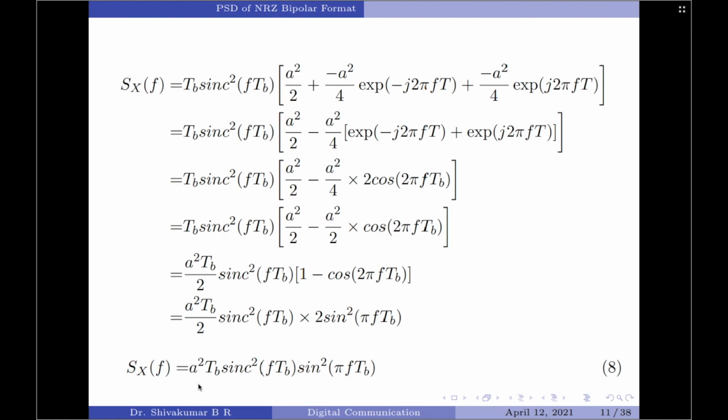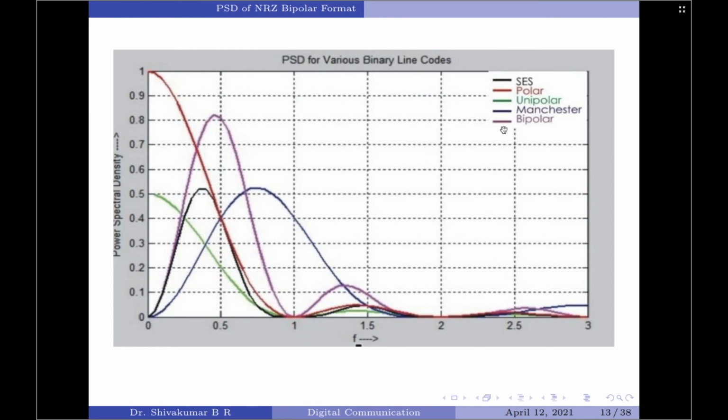Now let us have a look at the normalized form of equation A. Right. Here we are searching for the bipolar, which is given by a blue colored waveform. This is the one. So you see, this is the normalized form of the power spectral density of the bipolar format. Right. With that, we come to the end of this discussion on the derivation for the power spectral density of NRZ bipolar format.